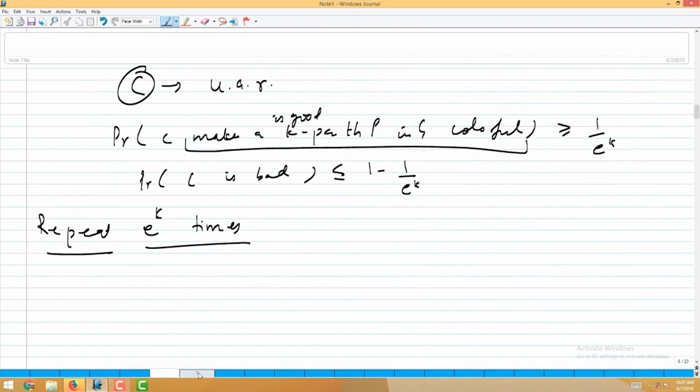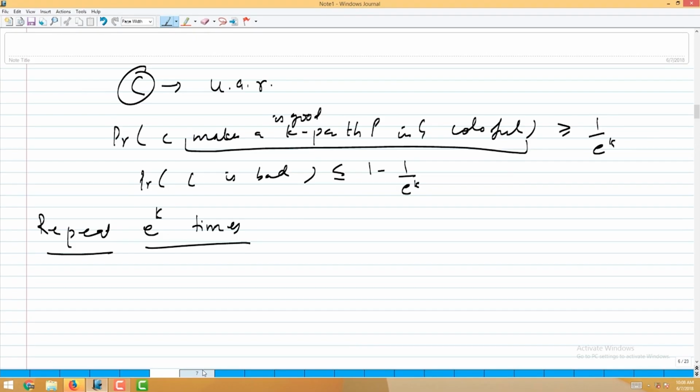It is what? Sorry? 1 minus 1 by e to the power k can be bounded by e to the power minus 1 by e to the power k. So we'll worry about this bound, or like what is the expression? How do you get 1 by e? What is the first step of the expression?